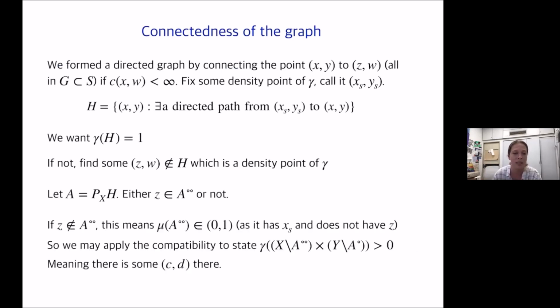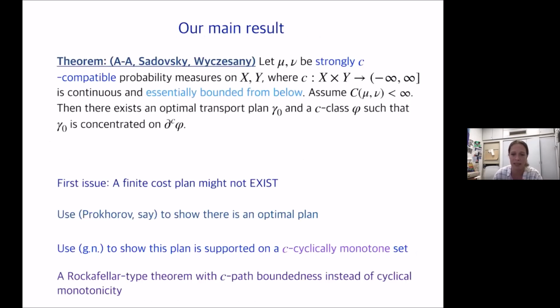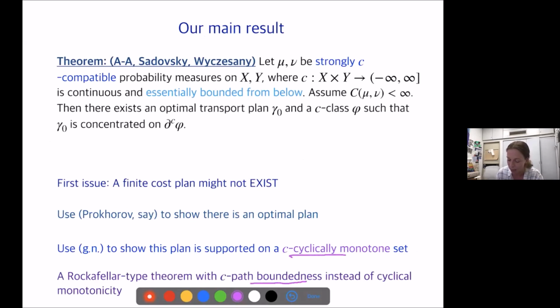And when you use it and separate into cases, you can show that the set G doesn't have to be connected, but it has to have a subset of measure 1, the graph of which is a connected graph. Oh, let me say the last thing. Then you get that C-path boundedness really is implied by C-cyclic monotonicity once you have connectedness. And this really completes the proof of this theorem, which I called our main result.